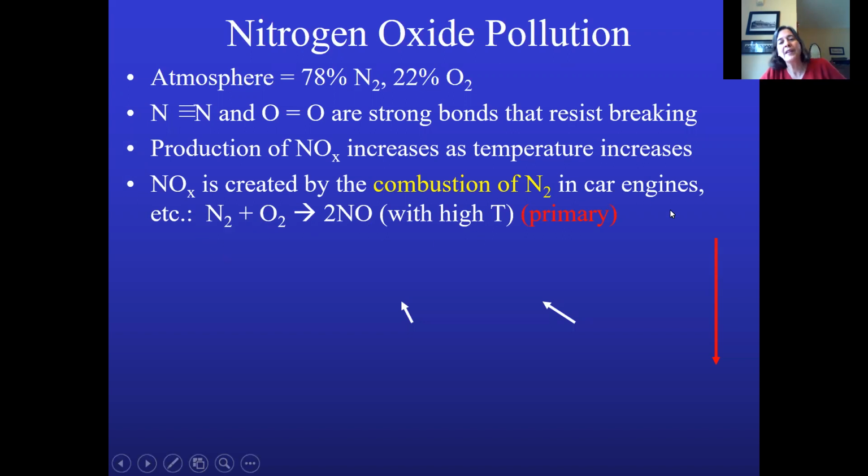Why are we pulling that nitrogen into our car engines? Because in order to burn our gasoline, we need oxygen. Where do we get our oxygen? Well, 22% of it's in our atmosphere. So we have air intake valves in our cars. And as it pulls in that air, you're going to pull in 3/4 of what you're pulling in. It's going to be nitrogen, and some of that nitrogen is going to combust.